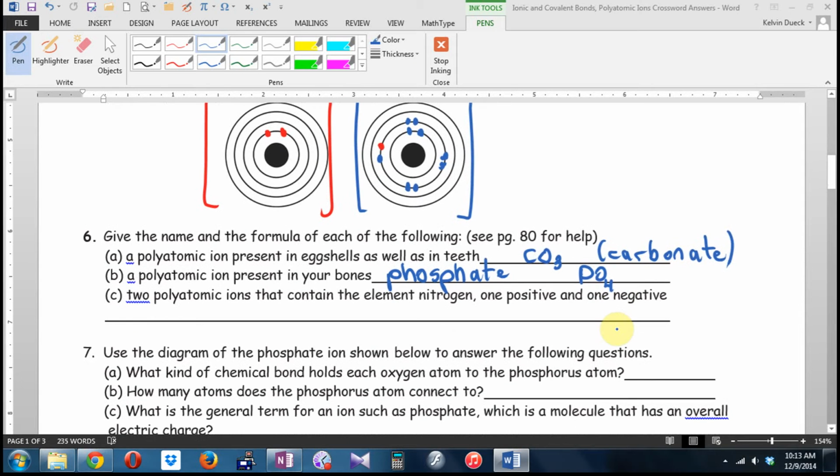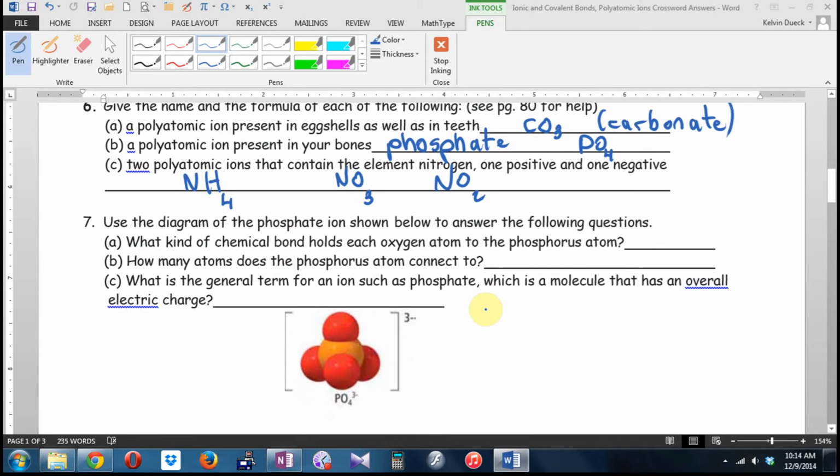Two polyatomic ions that contain the element nitrogen. One positive, well, NH4, which is ammonium. And then there's several that are negative. There's nitrate, there's nitrite, so you can have NO3, NO2. There's probably more, but those are the ones that are on your formula sheet.